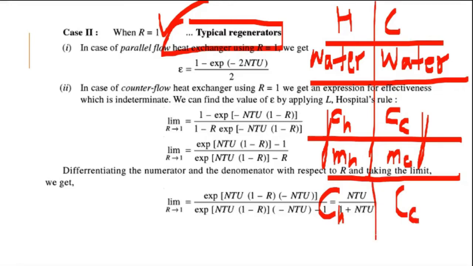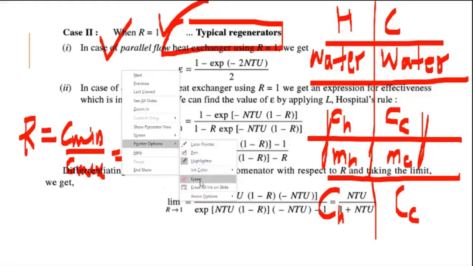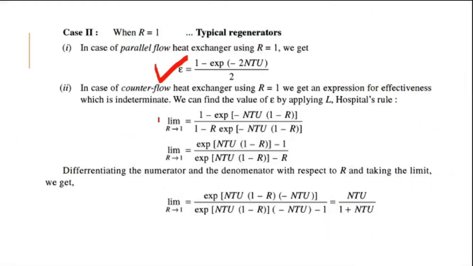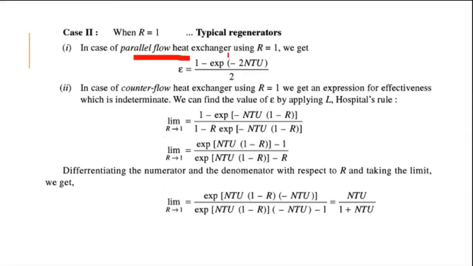Any doubt in this part, anyone? Guys, any doubt in this part? No, sir. Okay. So here Cmin is equal to Cmax, or the capacity ratio R, which is Cmin by Cmax, is nothing but 1. So R will be equal to 1 for a typical regenerator. If we put R equal to 1, we will see what happens to the effectiveness for both the cases. So consider the case of a parallel flow heat exchanger.